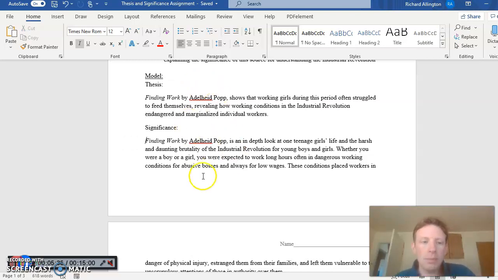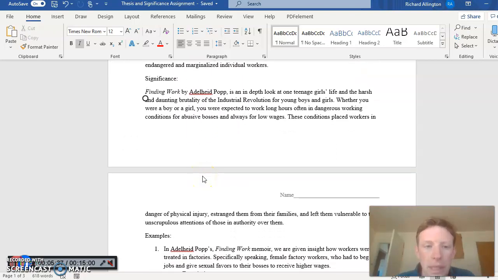Okay, second part, look at the significance statement here. Finding Work by Adelaide Popp is an in-depth look at one teenage girl's life and the harsh and daunting brutality of the Industrial Revolution for young boys and girls. Whether you are a boy or a girl, you are expected to work long hours, often in dangerous working conditions for abusive bosses and always for low wages. These conditions placed workers in danger of physical injury, estranged them from their families, and left them vulnerable to the unscrupulous attentions of those in authority over them.